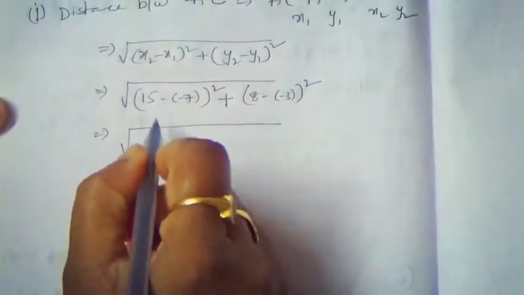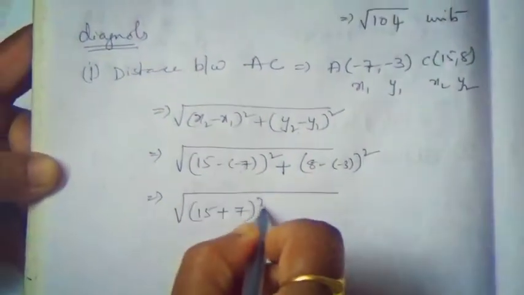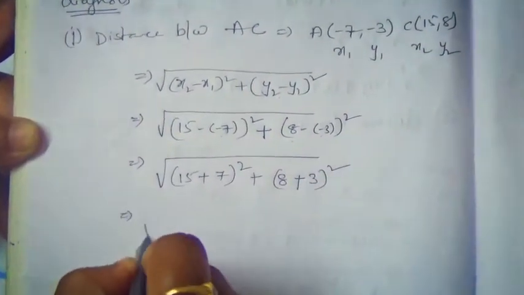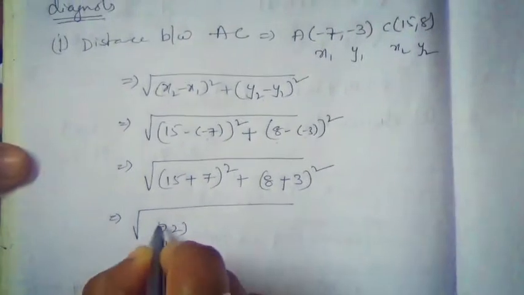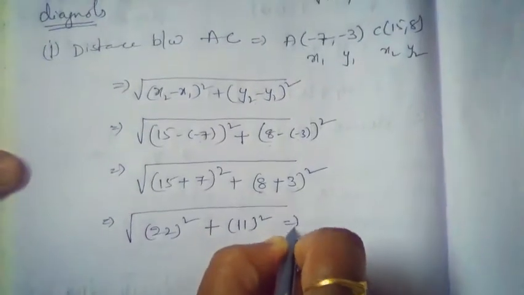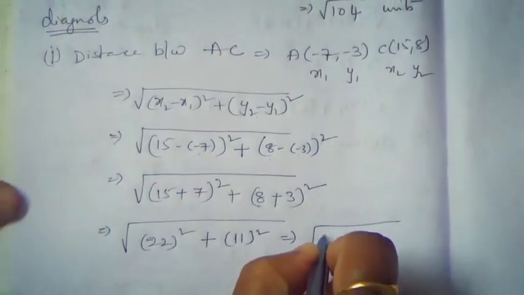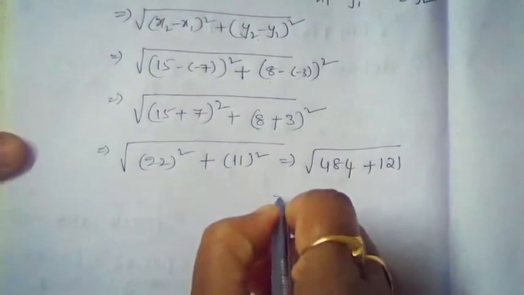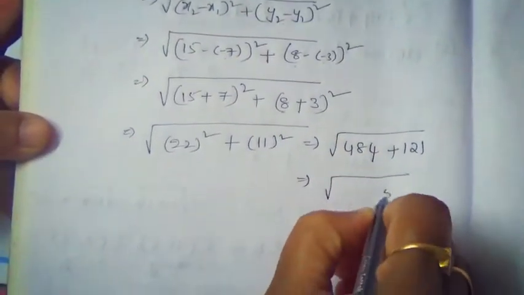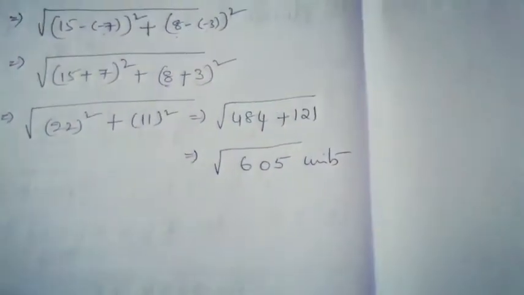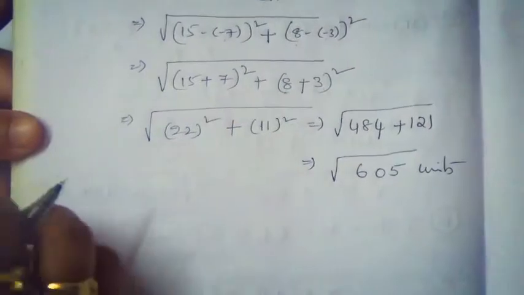That implies square root of 15 plus 7 whole square plus 8 plus 3 whole square. That implies square root of 22 whole square plus 11 square. 22 square means 484, plus 11 square means 121. When you add these two, you will get 605 units.